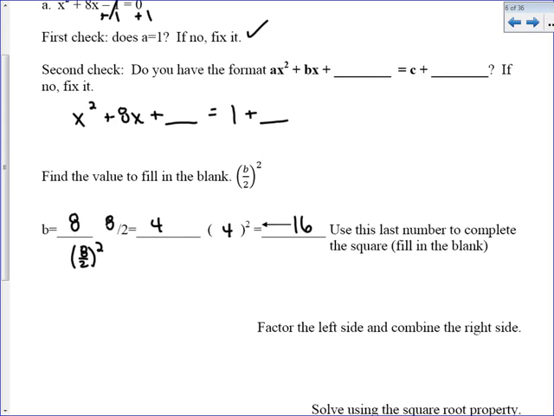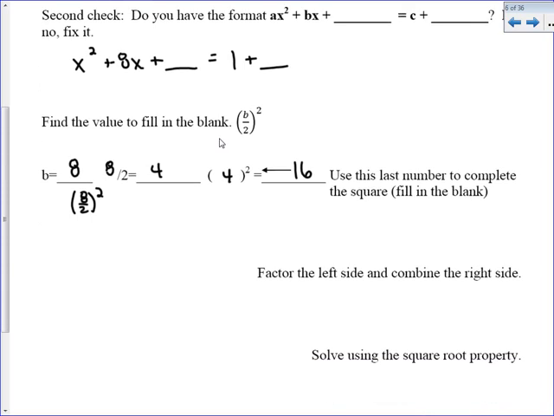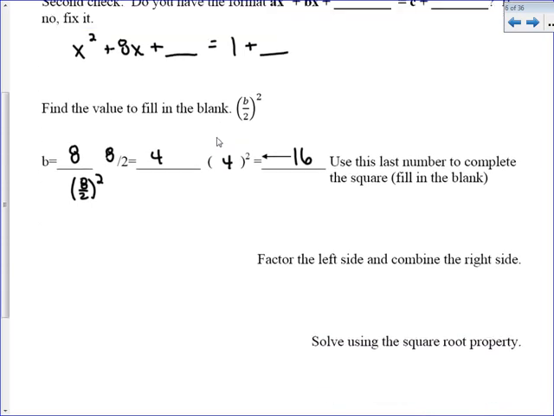Is everybody okay with where that 16 comes from? So that's Monday. You take b, divide it by 2, square it. It's just a formula. That's what you use. That doesn't change. So what that means is we're going to take our problem, again, I bring it down, and on either side, we're going to put in 16.